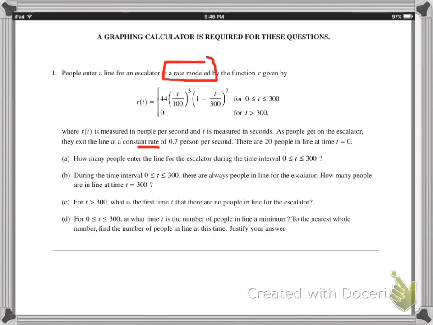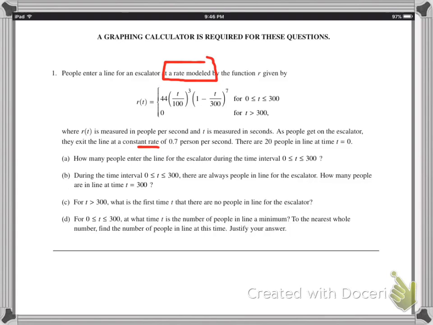But it's not, because it's a positive constant here. Nonetheless, you can use geometry to solve that part. They also tell us that there are 20 people in line at t equals 0. So part A, how many people enter the line for the escalator during the time between 0 and 300 inclusive?